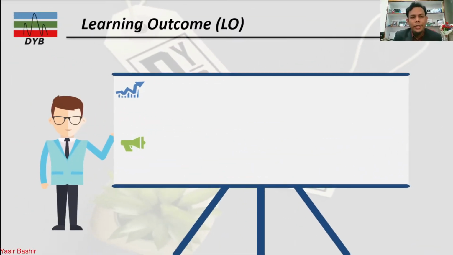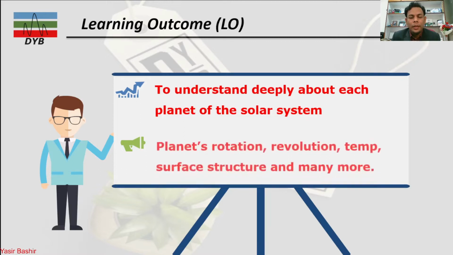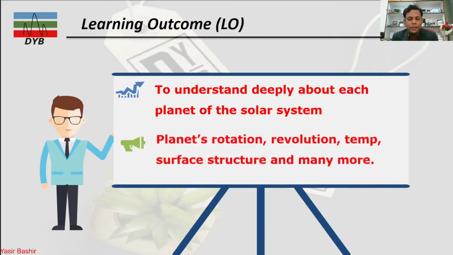Prior to starting the lecture, we have two learning outcomes. The first learning outcome is to understand deeply about each and every planet of the solar system. Specifically in this lecture, we will be looking into the near or inner planets of the solar system. And the second objective is to understand the planet's rotation, revolution, temperature, surface structure, and many more things about the planet.